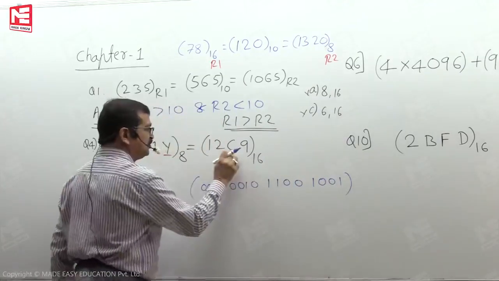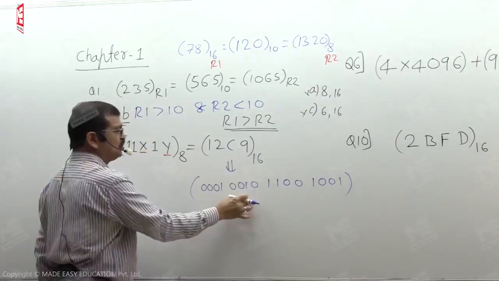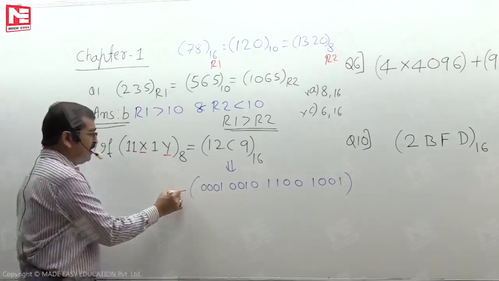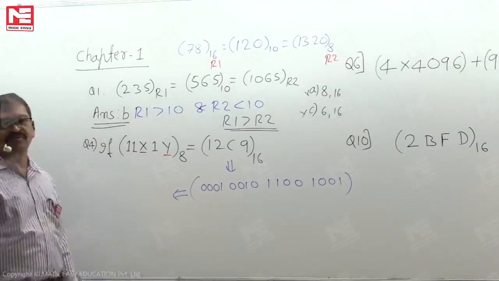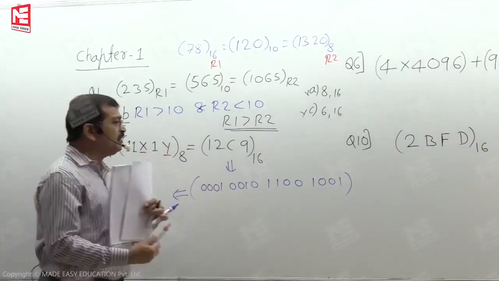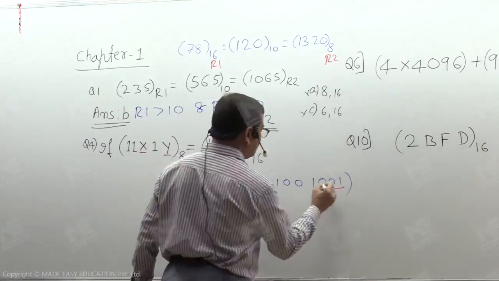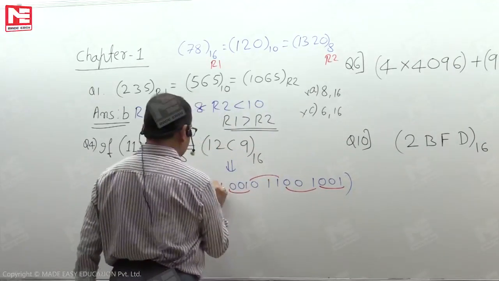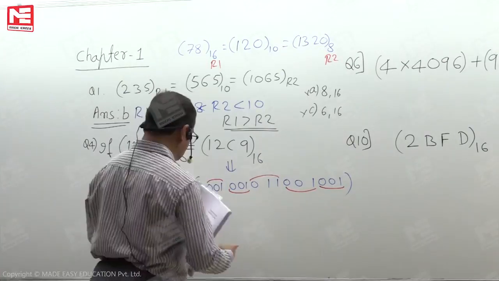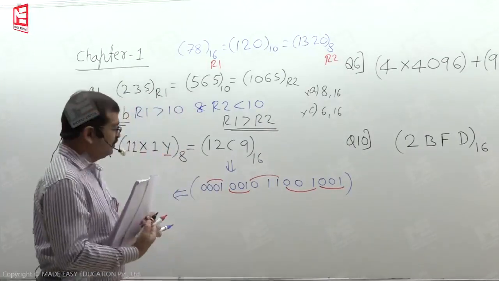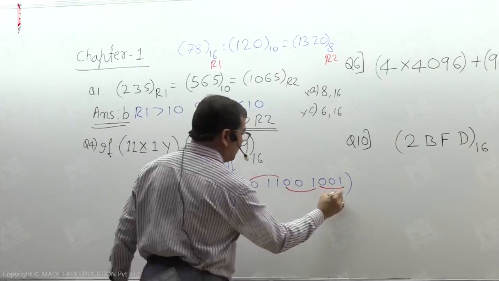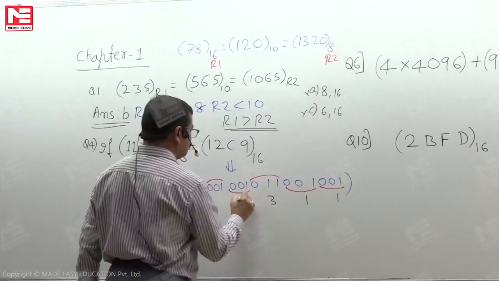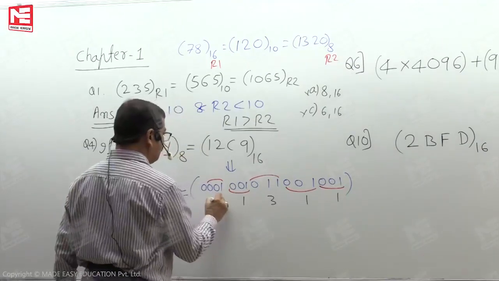So 9, this is C, which is nothing but 12, 2, it is 1. Now to read its equivalent octal number, we are doing the grouping of 3 bits. While going with the group of 3 bits, it is one group, second group, third group, the fourth group, fifth group. So from this, this group is 1, this group is 1, this group is 3, this group is 1, this group is 1.